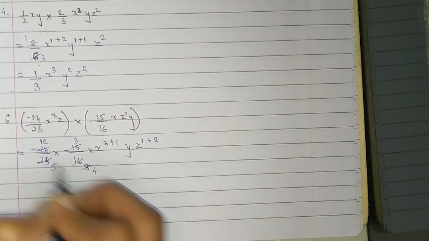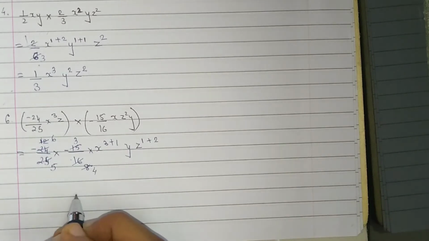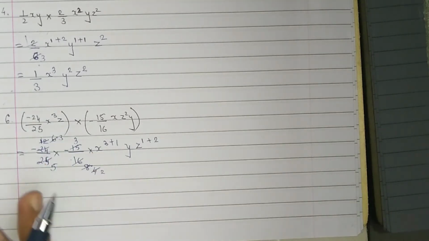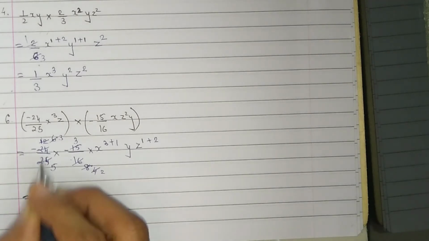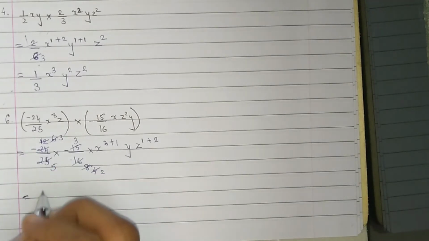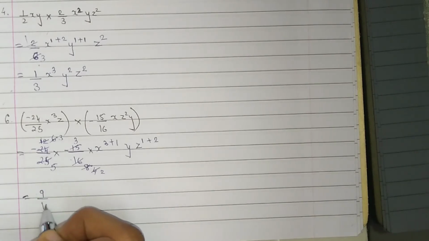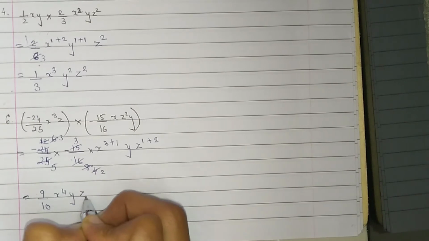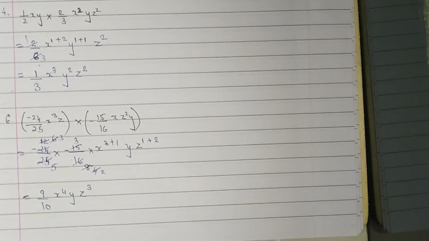2 4s are 8, 2 6s are 12, 2 2s are 4, and 2 3s are 6. Now can we cancel? No. So minus 3 into minus 3 is plus 9 upon 5 into 10. x raised to 4, y as it is, and z raised to 3 is the answer.